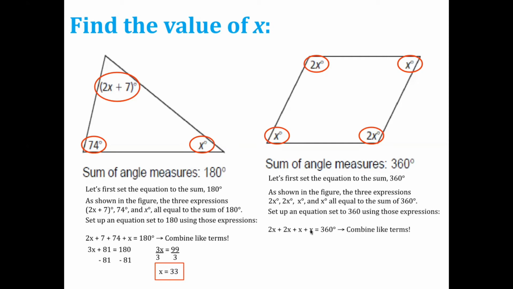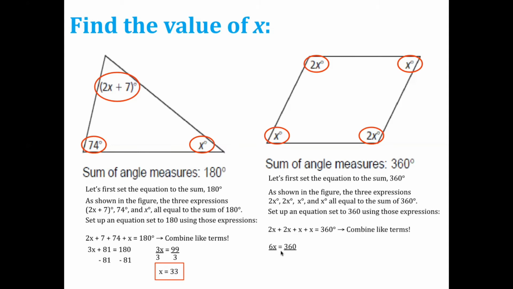So 2x plus x plus 2x plus x equals 360 degrees. We can combine like terms, always look at the variable. In this case, we see that all the terms have an x variable, so you can combine all those terms into one value. So 2x plus 2x is 4x, plus x would be 5x, plus another x would be 6x.